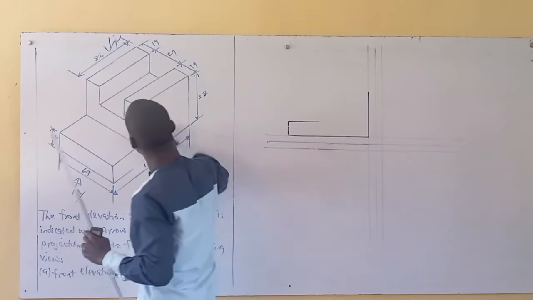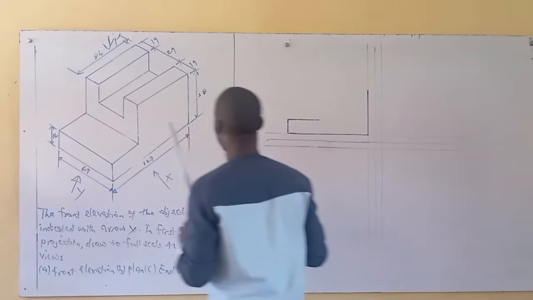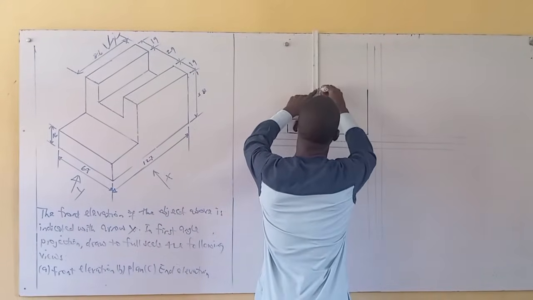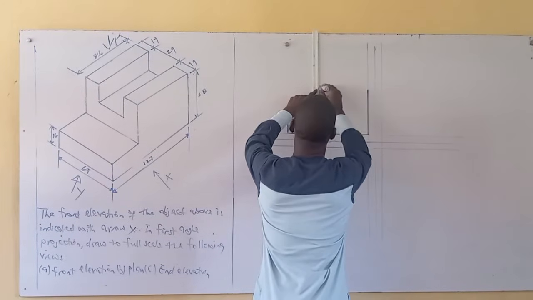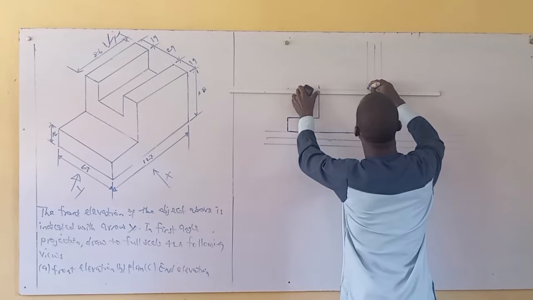Then from this point to this point will be 50 minus this 16. That will be 34. Okay? We just draw it like that. Then we join this point to this point.